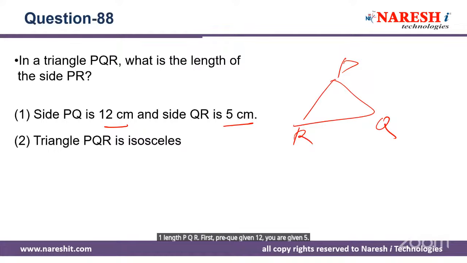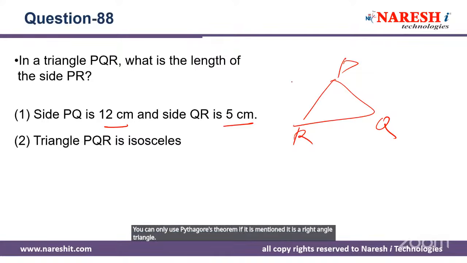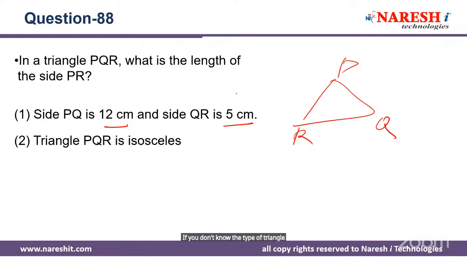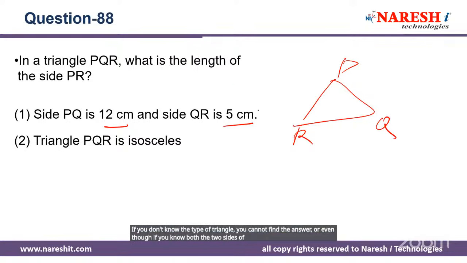Don't think that you can easily find it by using Pythagoras theorem. No, you can only use Pythagoras theorem if it is mentioned that it is a right angle triangle. If you don't know the type of triangle, you cannot find the answer, even though you know two sides of the triangle.